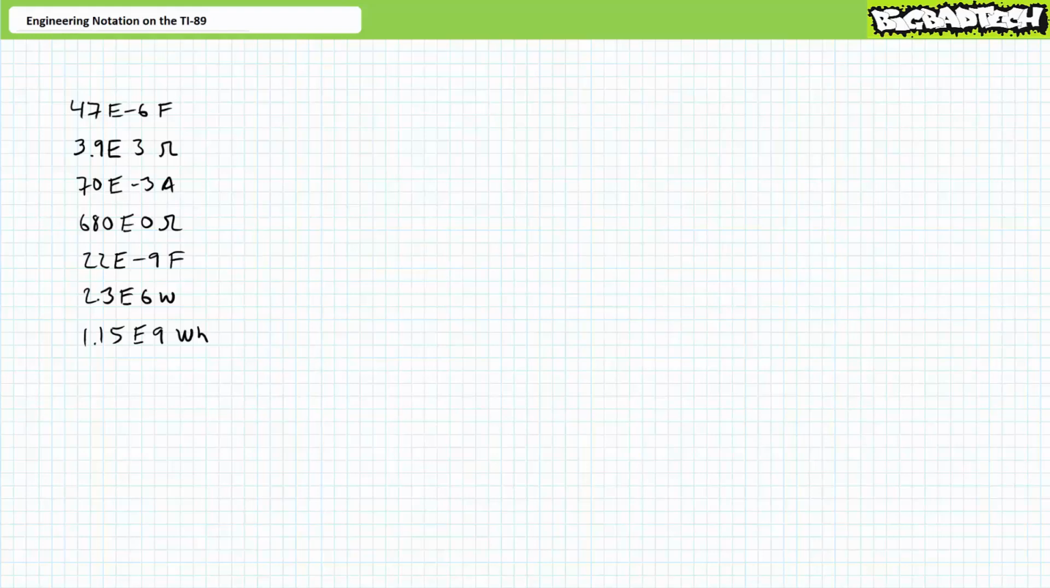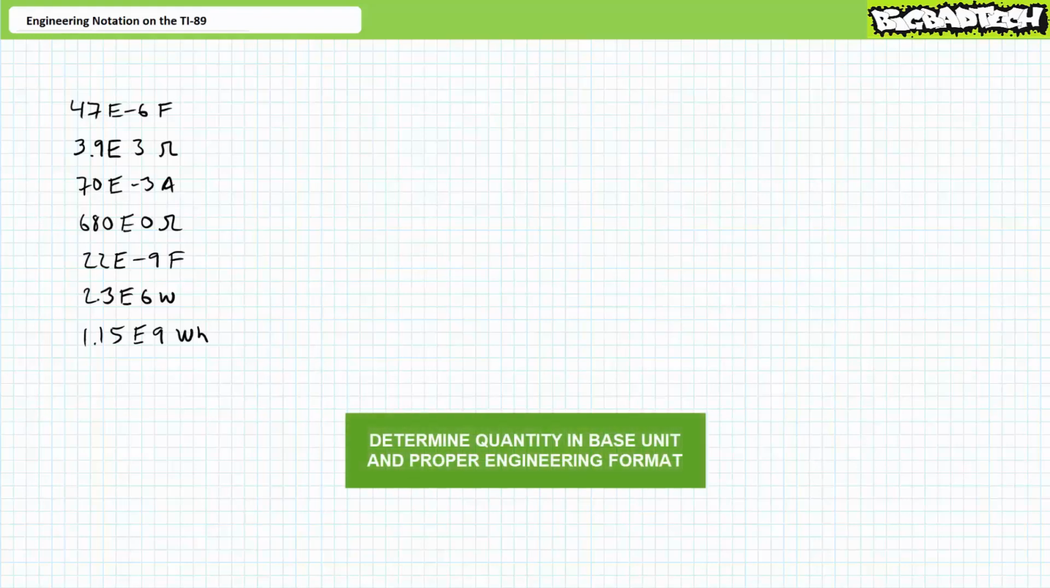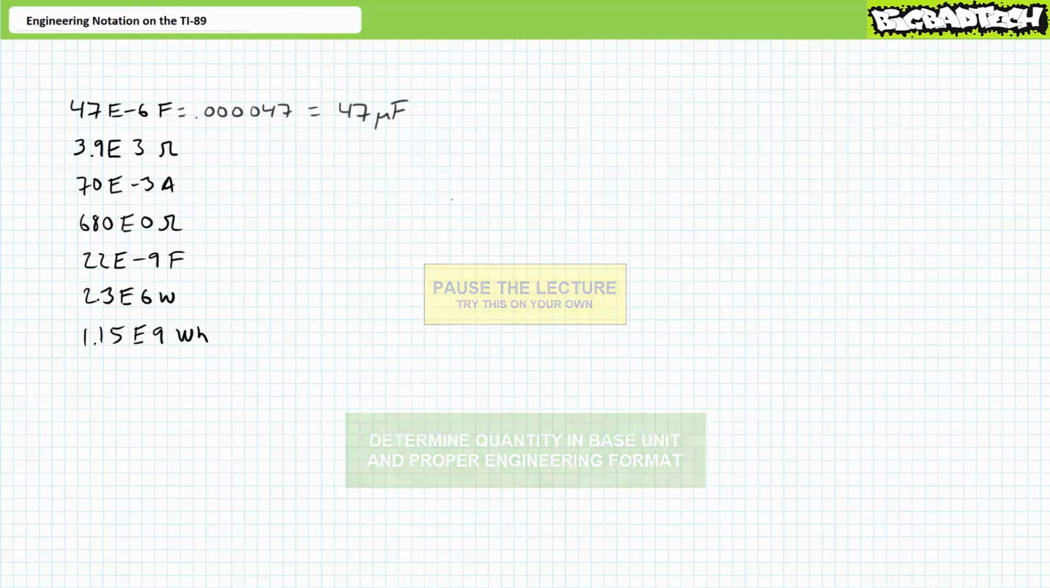Your turn. Given this batch of numbers as displayed on a TI89 and their associated units, see if you can interpret the number in both base units and proper engineering format. Again, both base units and proper engineering format. By all means, pause the lecture and try this yourself. If you're tracking, you should have obtained the following values.